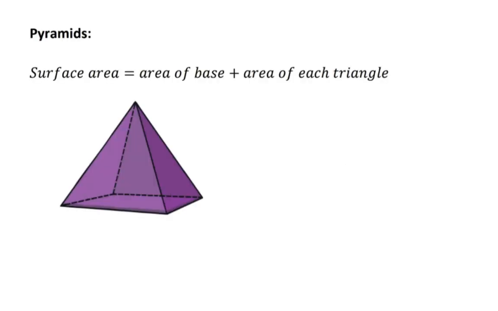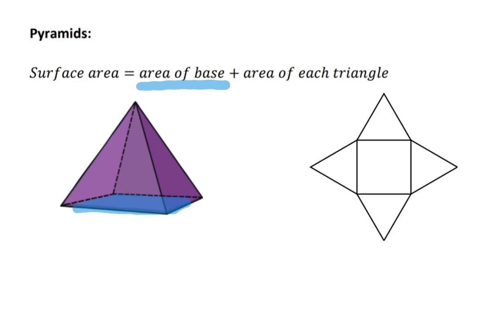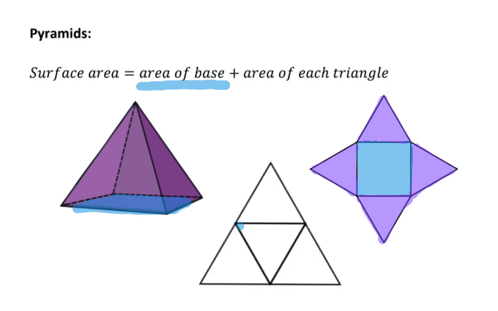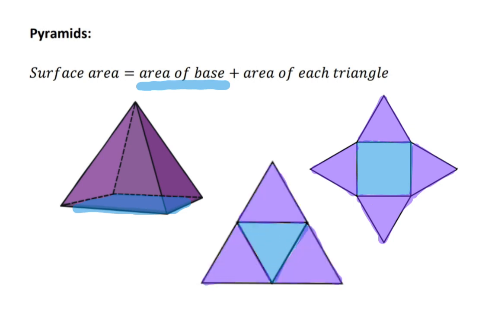So when calculating the surface area of a pyramid, we're going to start by calculating the area of the base, which in this case is a square, and then adding the area of each triangle. In this case, we will have a square and then add 4 triangle areas. If you have a triangular pyramid, the base will be a triangle, and then you'll have to add the area of 3 more triangles.